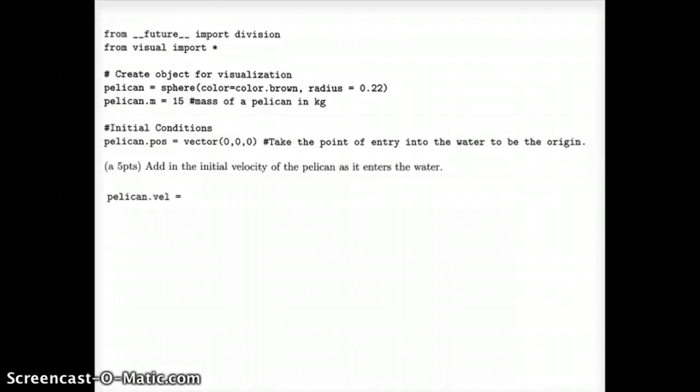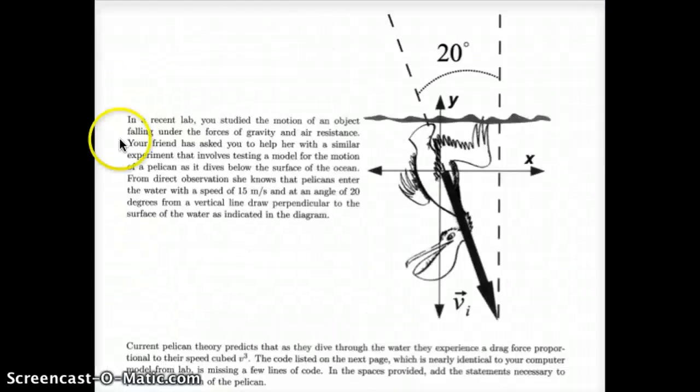First of all, before we even note the pelican's velocity, we should go back to the diagram. We can see that the pelican's velocity can be split up into its x and y components. If it's diving in this way, it has an x component this way and a y component this way. To note this, we just use trigonometry. If this is the magnitude, v initial, which is 15 meters per second, then the x component is 15 sine 20. This is 20 degrees. Sine 20 is the x component, and negative 15 cosine 20 is the y component.